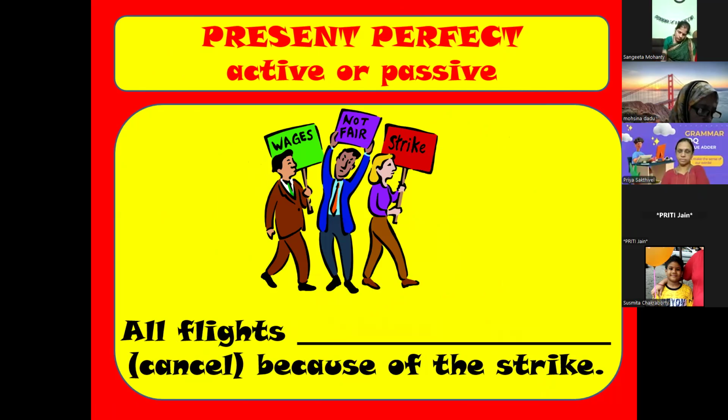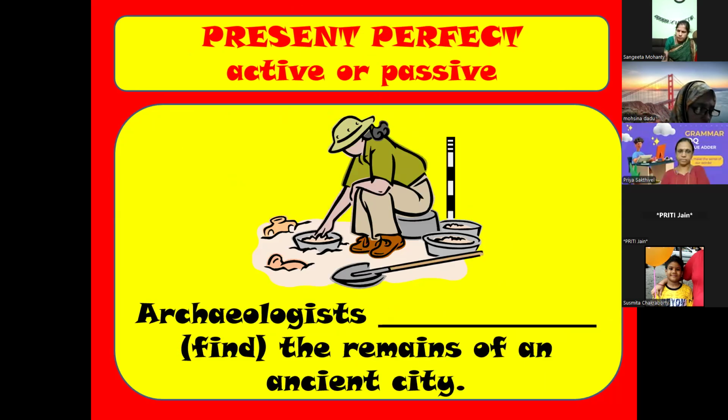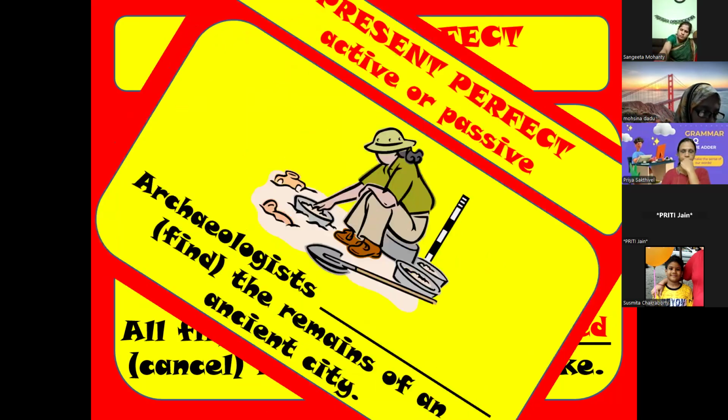All flights have been cancelled because of the strike. Excellent. Which voice? Priya, which voice is it? Passive, ma'am. All flights have been cancelled. Because somebody else should be there to cancel the flight as the doer. But here we are least bothered about who has cancelled the flight. Our major focus is only on the cancellation of the flights. So that's why we have to construct that sentence into the passive voice.